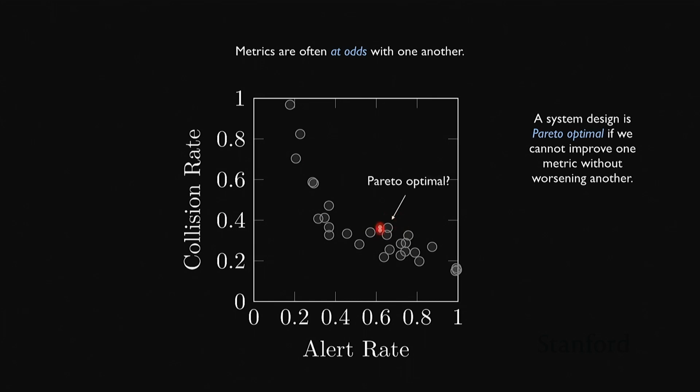So let's look at this point here. Do we think that this point is Pareto optimal? No, yeah, okay, I see some shaking heads. No, it's not. We could get a point, for example, this one that has both a lower alert rate and a lower collision rate. Okay, what about this point here? Yeah, okay, I see some shaking heads, yes. Yeah, this point is Pareto optimal. We can't make, for example, the alert rate better without making the collision rate worse.